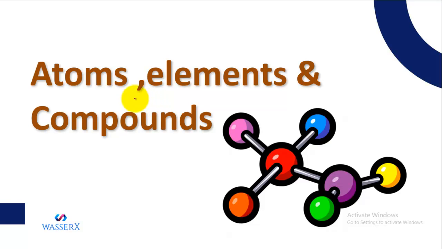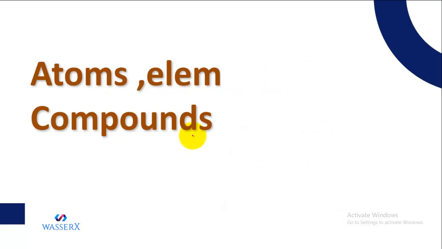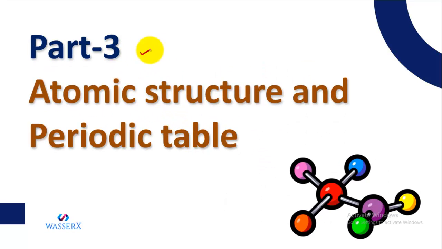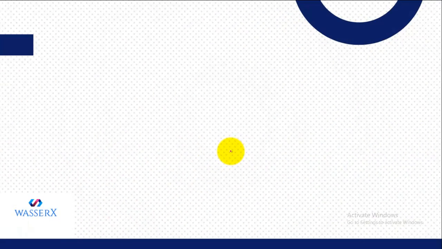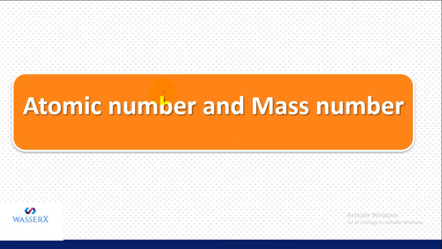Hello students, now we are doing part 3 of atoms, elements and compounds. So it's part 3 of atomic structure and periodic table, which is a subtopic. So now let's learn about atomic number and mass number: what exactly is atomic number and mass number, and which are the particles that contribute towards these properties.